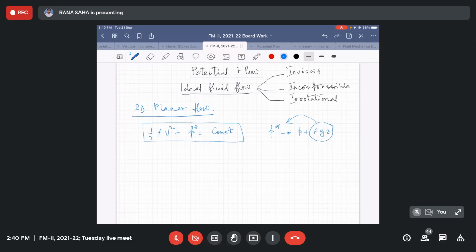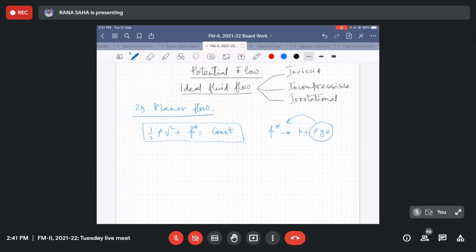So if it is written in this form, then it will remain valid for any kind of orientation of the plane. Otherwise, if you only write half rho v square plus p is equal to constant, it is actually valid for horizontal plane, so to say. So that is the starting point.